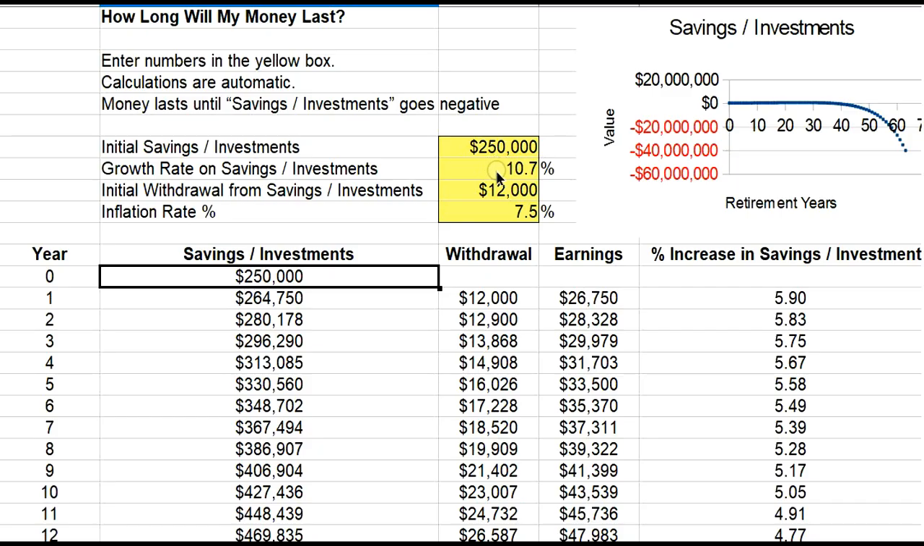These include your savings and investments when you retire, the growth rate of your savings and investments, your initial withdrawal from your savings and investments, and the average inflation rate you expect during your retirement years. The inflation rate is used to determine the increases in your withdrawals from your savings and investments. The withdrawals grow from year to year, as you see here.